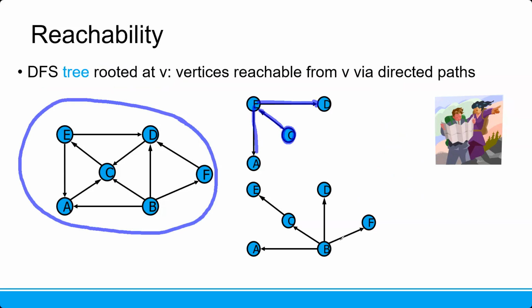For example, I want to start from B. Then there will be a tree. This is from B to F. This is from B to D. This is from B to A. And then we can see this one. If you want to go from B to E, there will be only one way, which is you need to go to C, and then from C you can go to E. So this is the reachability.